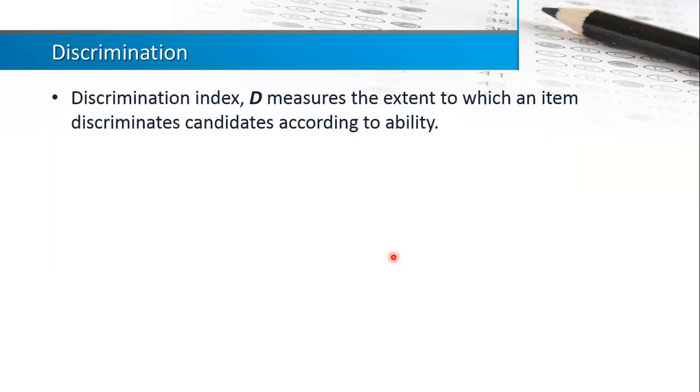All right. And then you can calculate the discrimination index, or simply discrimination, or D. This measure is very important for your test. It will determine the extent to which the test or the item discriminates candidates according to their ability. If the item cannot discriminate the candidates, it is an indication that your item is not valid.